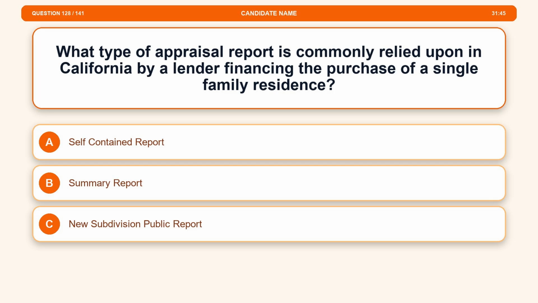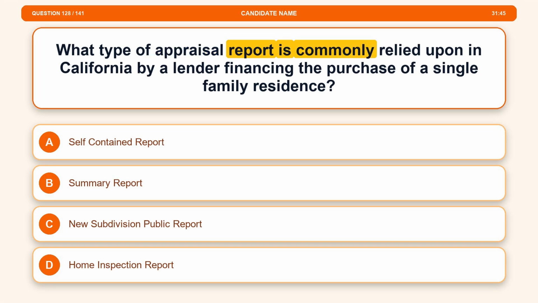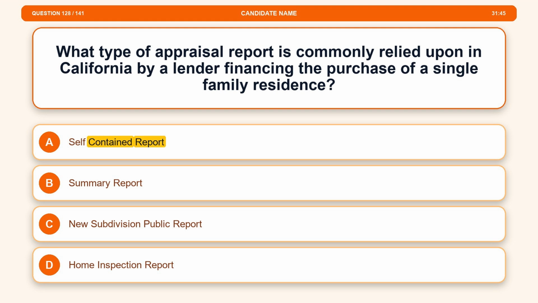Question 128. What type of appraisal report is commonly relied upon in California by a lender financing the purchase of a single-family residence? Option A. Self-contained report. Option B. Summary report. Option C. New subdivision public report. Option D. Home inspection report.